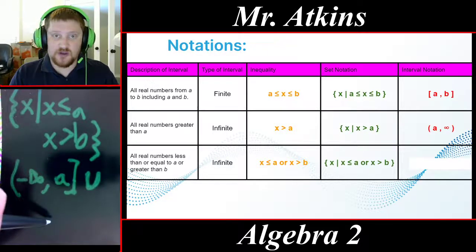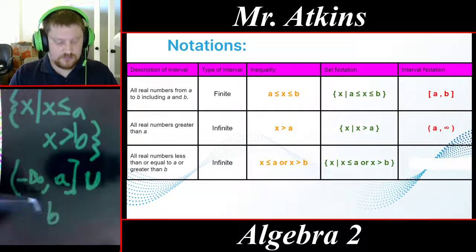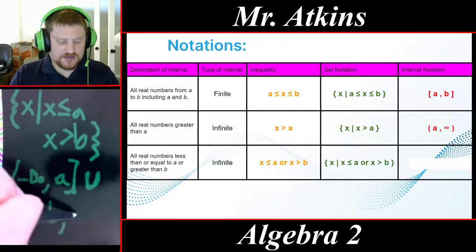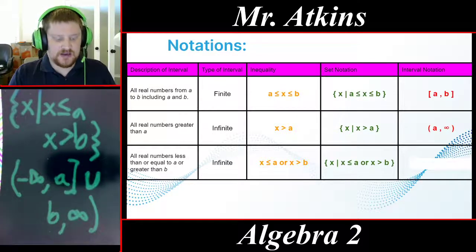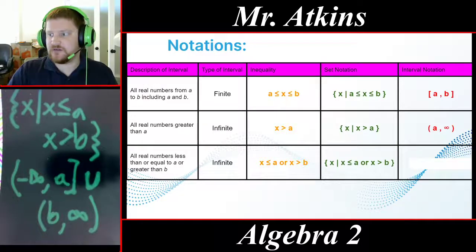Because we're doing two different ones, again, we're going to put the union symbol between them, and then we're going to say what's the smallest that the second half can be? B. And how high does it go? Infinity. Again, we know that it never includes infinity, and in this case we know that it doesn't include B because we've already added that.